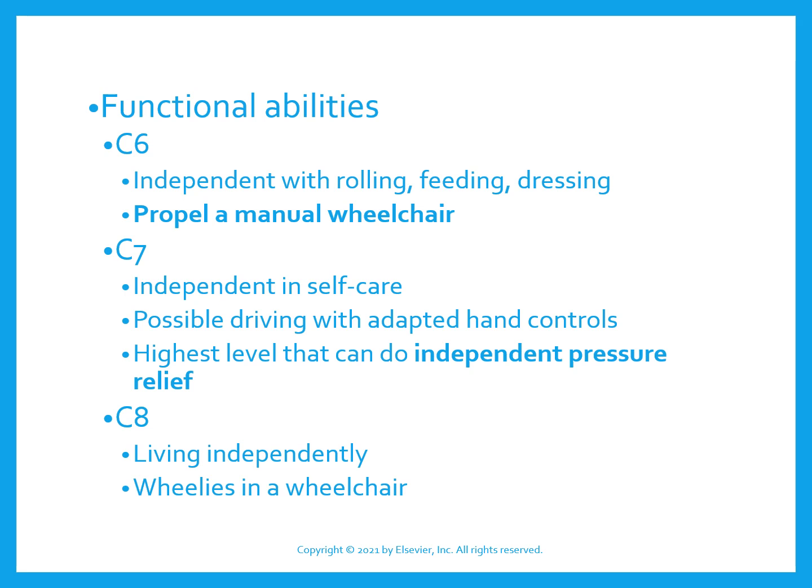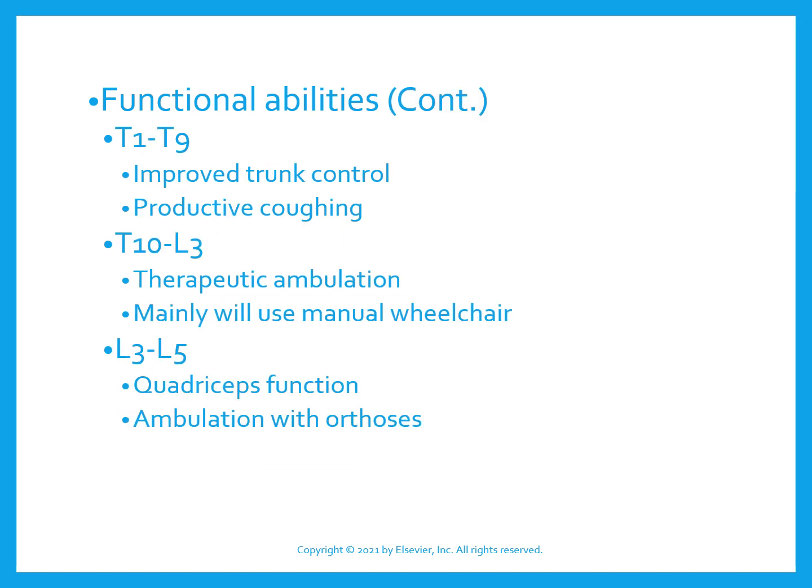At C8, we expect these patients to be able to live independently with appropriate physical therapy care. And they should be able to perform wheelies in a wheelchair that can help them with obstacle negotiation out in the community. At T1 to T9, we should see improved trunk control because we at least have some levels of the trunk being innervated. And they should be able to produce a productive cough because they have enough innervation of those respiratory muscles to get secretions out.